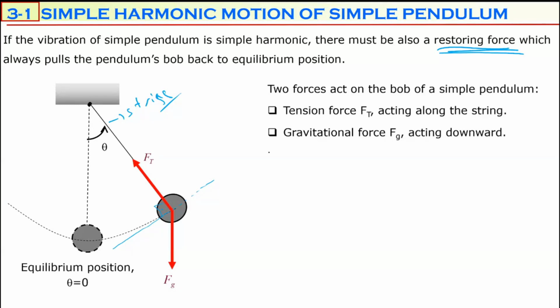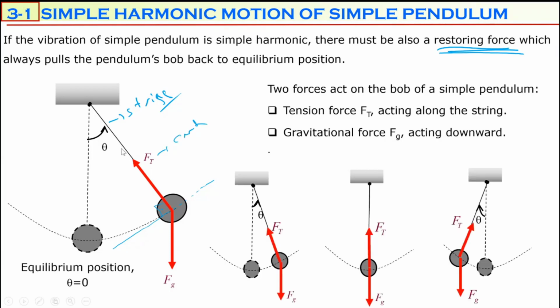Why? Because tension force is perpendicular to the direction of motion. However, remember, restoring force must be parallel to the direction of motion, not perpendicular. The one which is perpendicular is called centripetal force. We studied it in section 3, chapter 1. Yeah, Ft can provide centripetal force, but not restoring force.